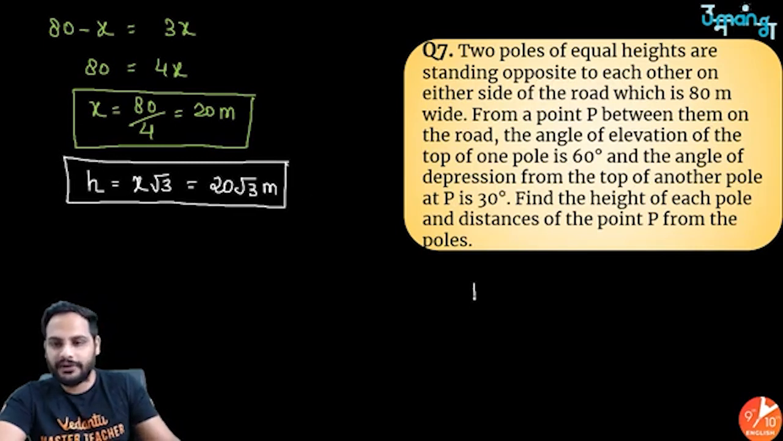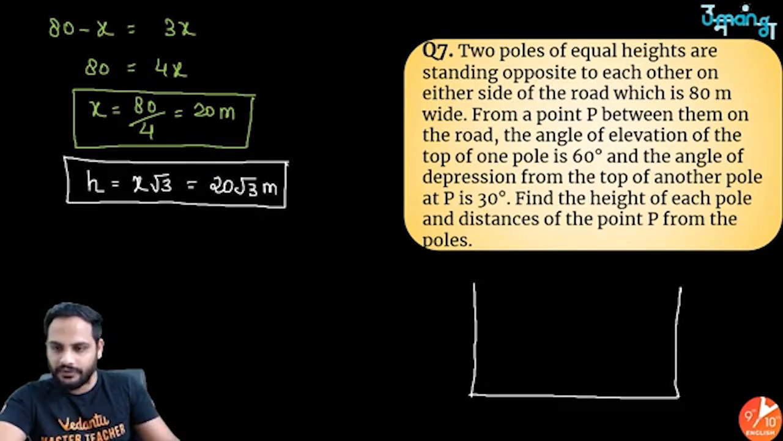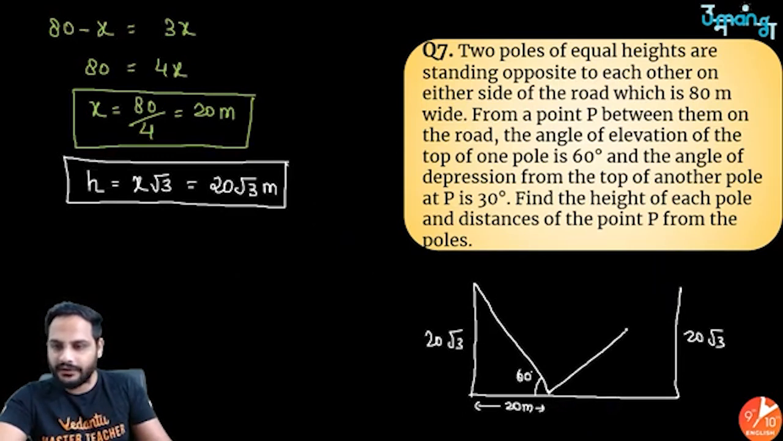So what we have learned, beta, is that suppose this is one pole, this is another pole. So the height of the poles is 20 root 3 meters. The pole which was making an angle of 60 degrees with the path, we have taken that distance as x. So this distance is 20 meters. And from the other, where this angle was 30, by interior alternate angle, this was also 30. So this distance will be 80 minus 20, which is 60 meters.